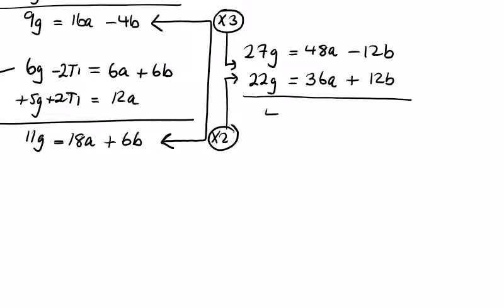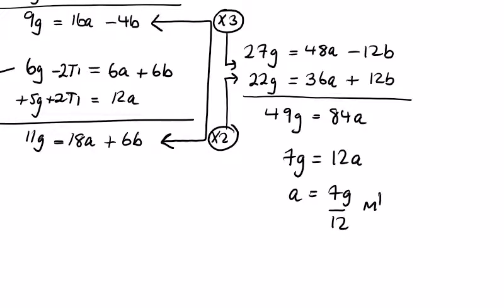Combining these two, we're going to get 49g is equal to 84a. 7 goes into both of them to get 7g is equal to 12a. So we have a is equal to 7g over 12 meters per second squared.